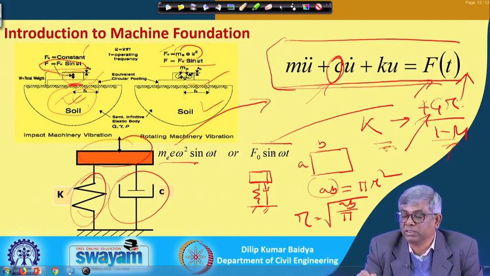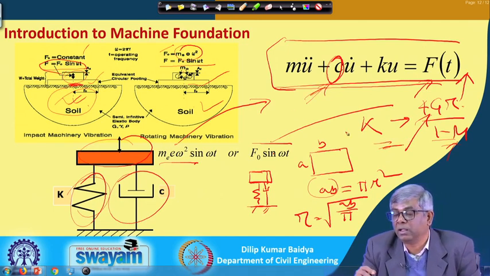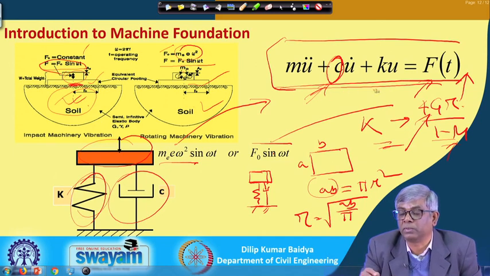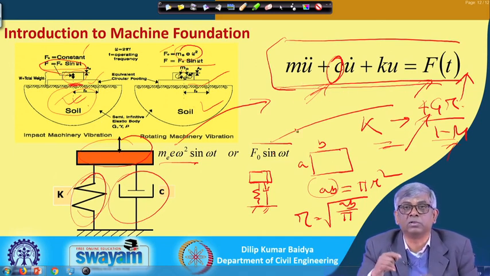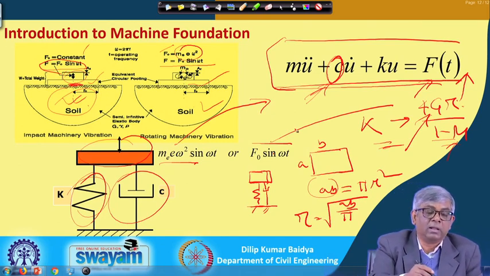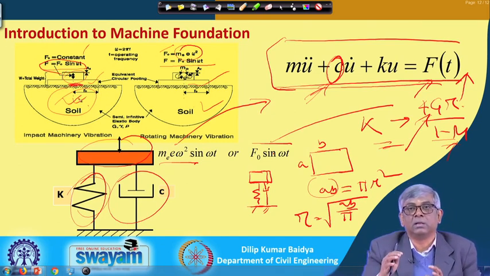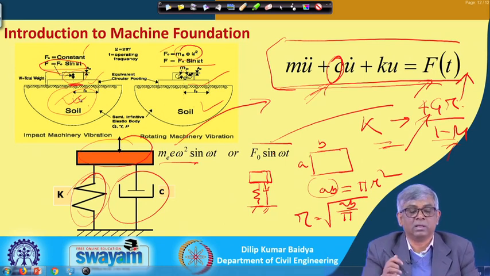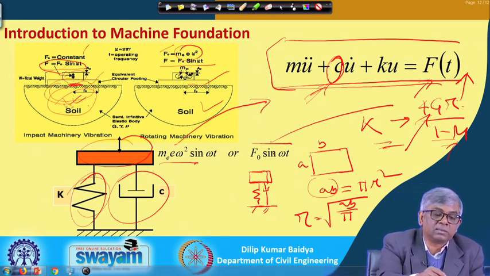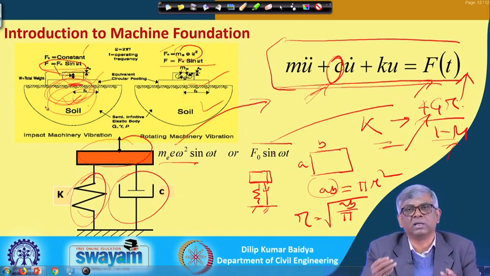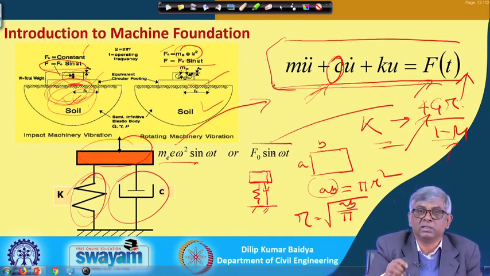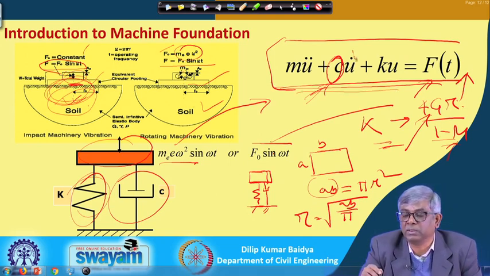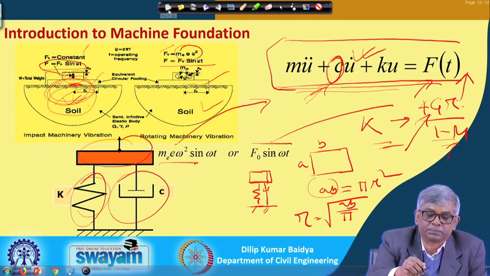So k is to be determined, then C, and of course you need to know the mass. The mass here is the mass of the foundation plus the machine, which is to be used as the mass. Some amount of soil mass will vibrate along with the foundation, but generally it can be ignored. So if you know all those parameters, then the solution for this equation is given, and you can find the amplitude and natural frequency without much difficulty.